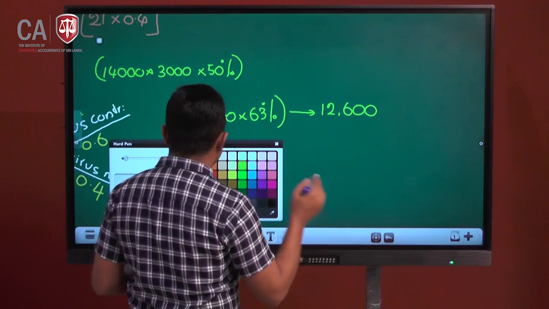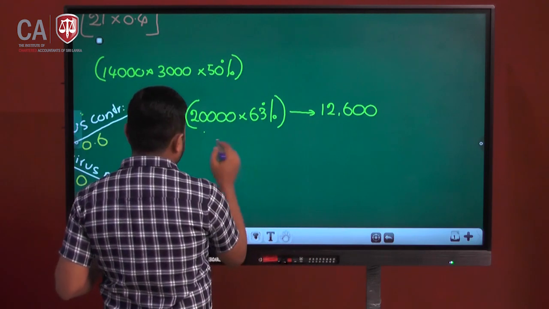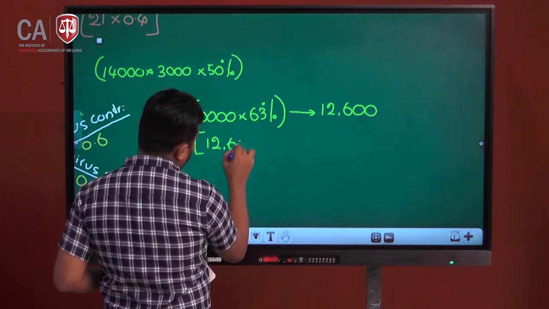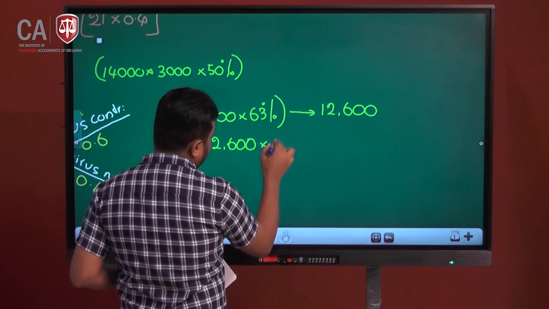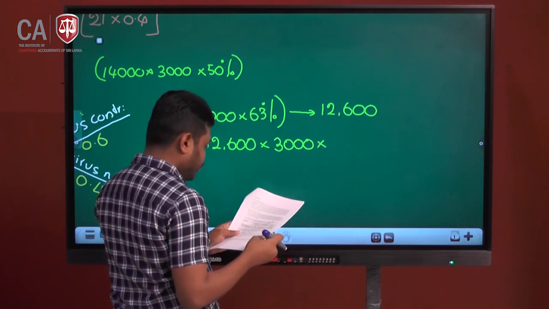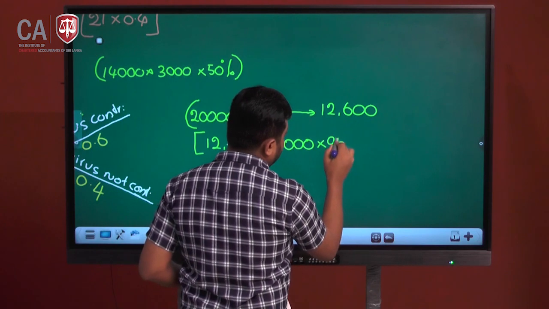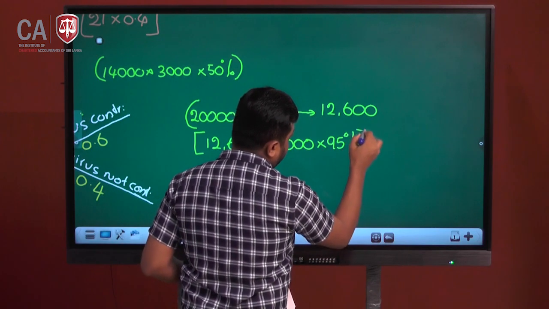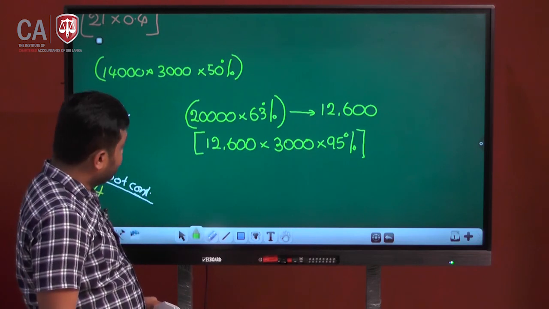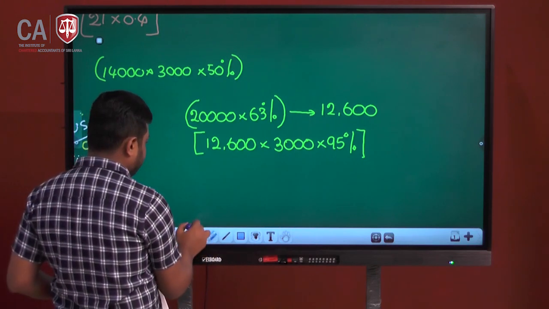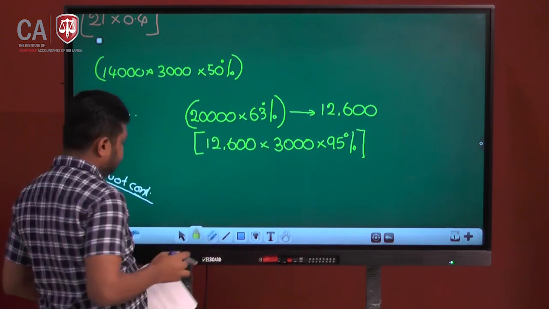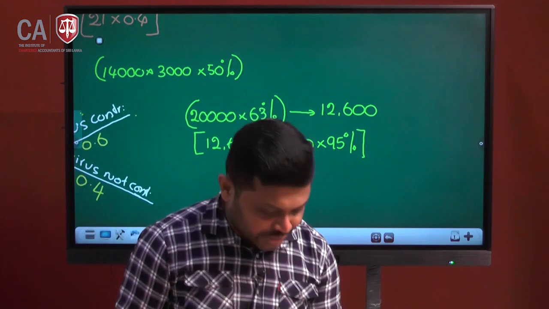Okay, virus is controlled, you can get 12,600 per room night, total room nights 3,000, occupancy ratio will be 95%. The answer should be how much? You can work it out quickly.